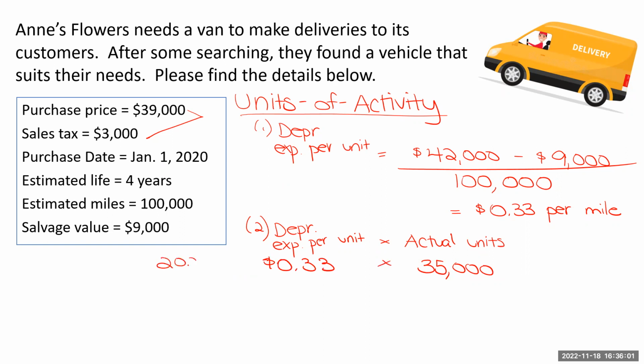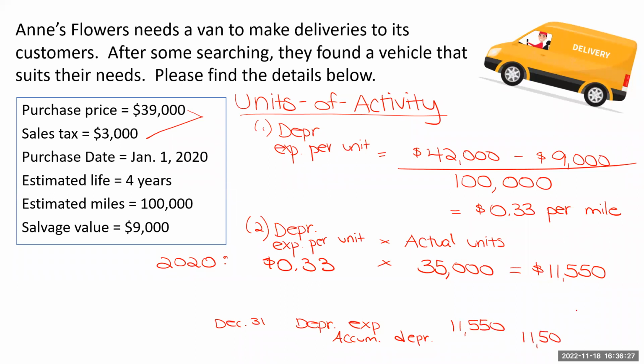So this is for 2020. That gives us depreciation expense of $11,550. Okay, so if we were doing our journal entry at December 31st, we know our accounts. And now we know our amount would be $11,550.